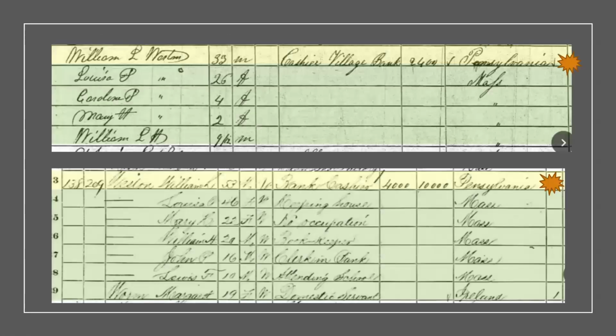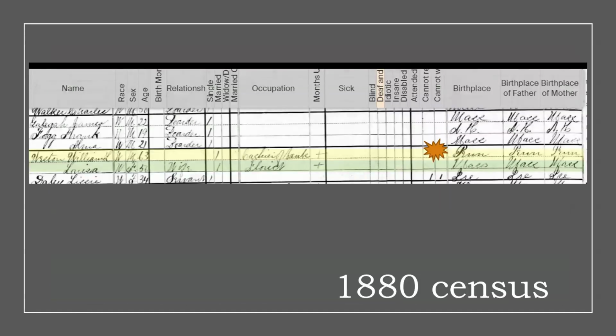Then we have a little plot twist. Census records, 1850 and 70 here. Born in Pennsylvania. 1880, born in Pennsylvania. Both parents born in Pennsylvania. Well, I can tell you this much. He was born in Pennsylvania. His parents, on the other hand, were born in Connecticut. This took years of research to narrow down finally.